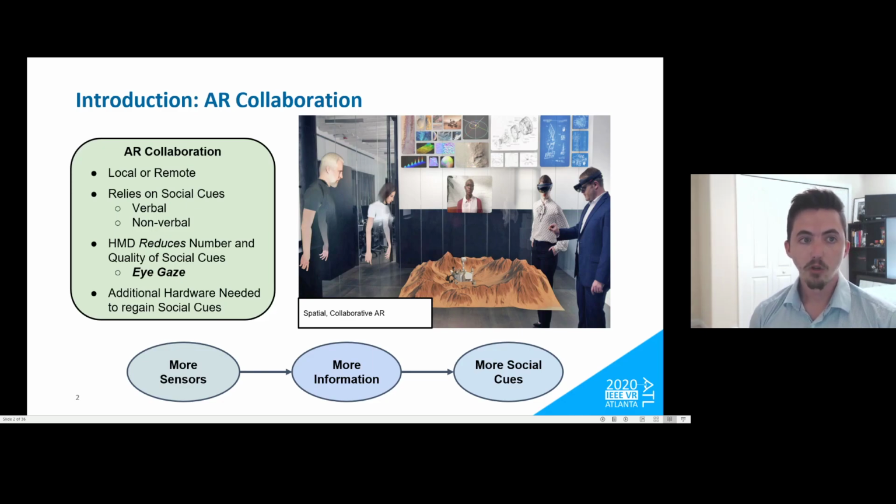Alright, so AR collaboration has been a hot topic in the field over the last couple of years. It can bring people together in a local environment, or it can bring remote people together in this virtual environment. But it relies heavily on verbal and nonverbal communication cues. However, whenever we put on an HMD, we reduce the number of these social cues, and we reduce the quality of them. Just by wearing the headset, it's hard to tell where someone is looking, and it's hard to tell their facial expression in general. So in order to regain some of these social cues, additional hardware and sensors are needed.